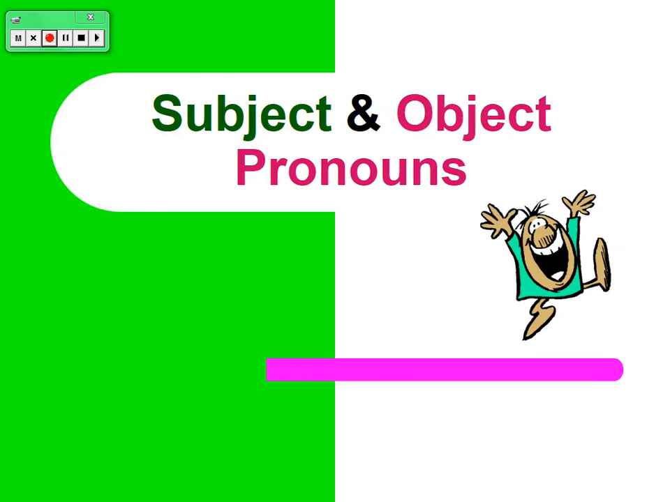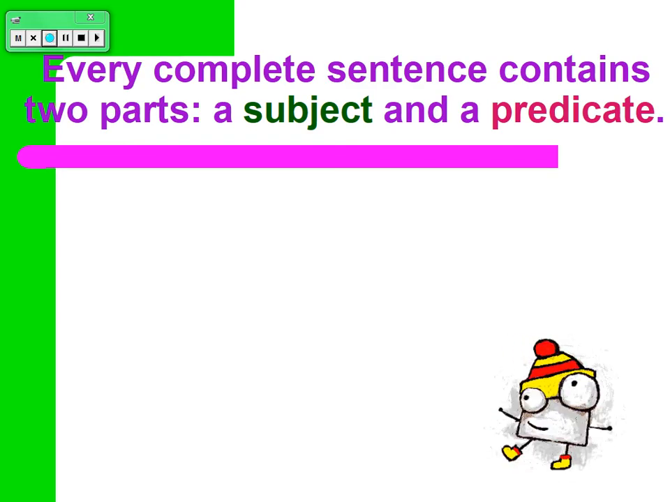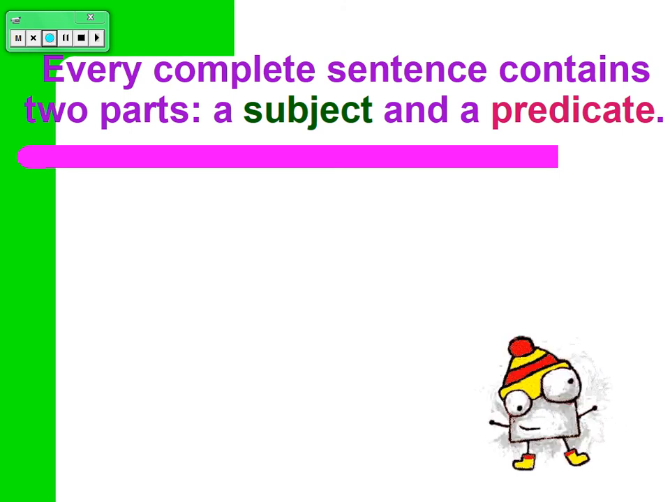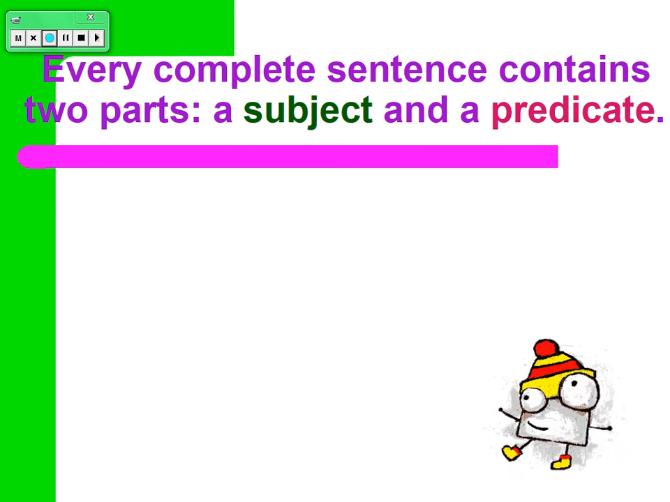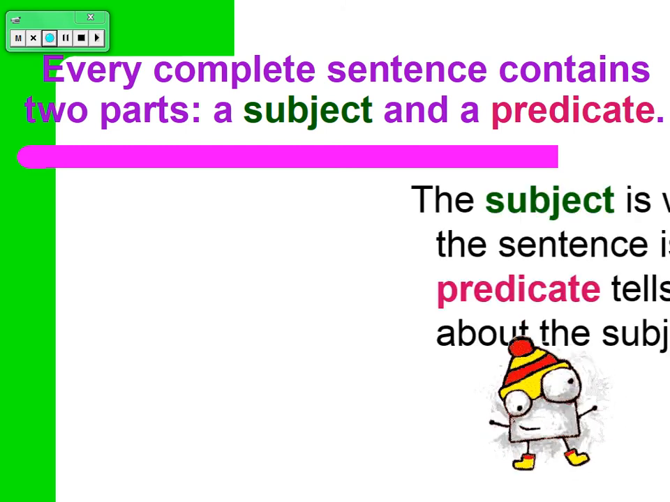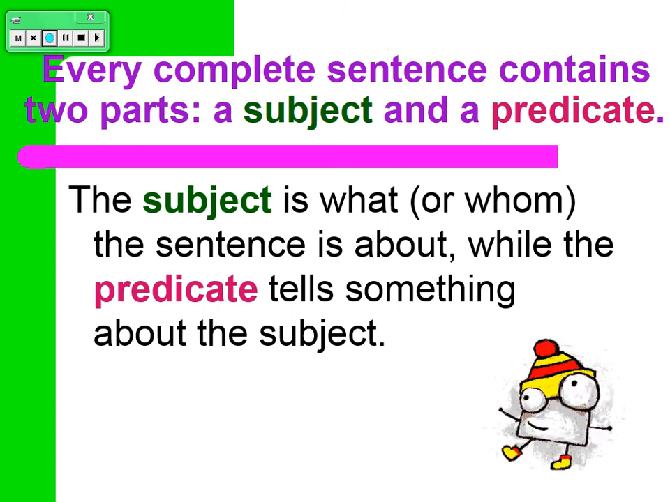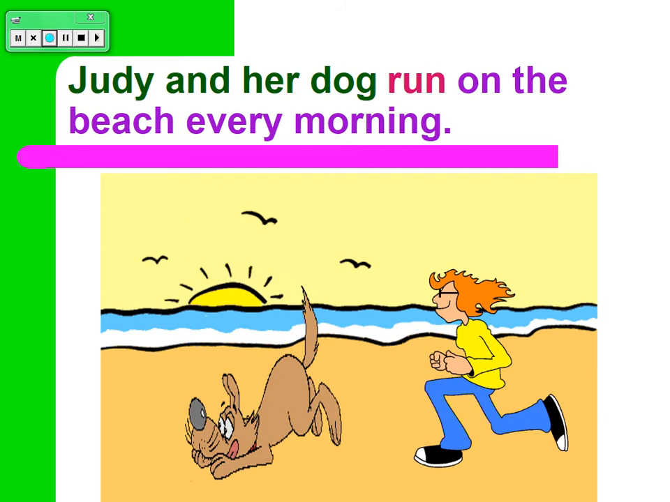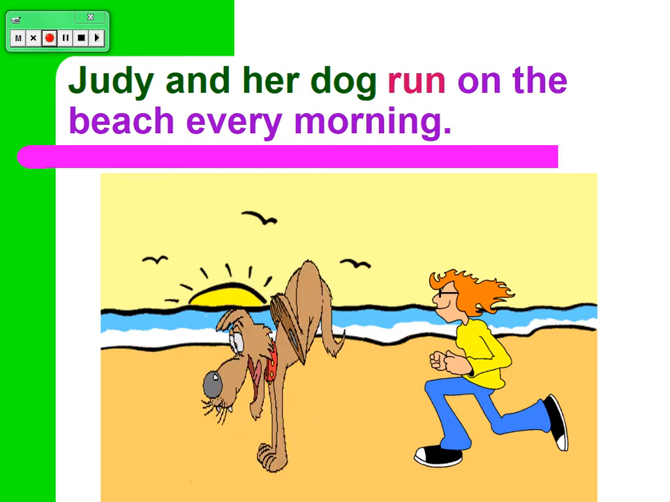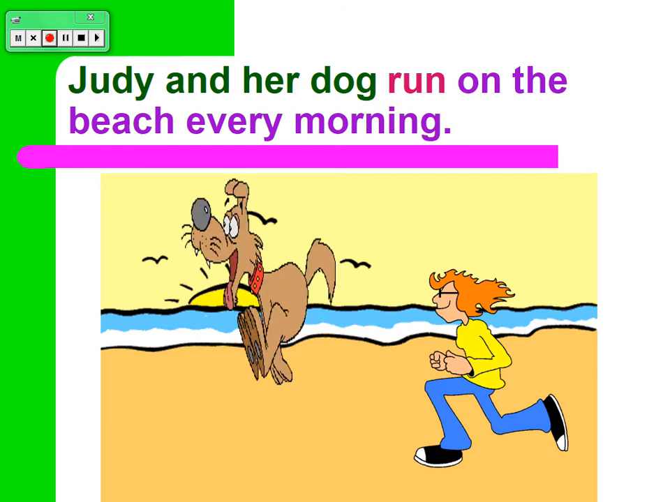Okay, so first thing is that every complete sentence contains two parts, a subject and a predicate. Okay, this should be a review from elementary school. So here, the subject is what or whom the sentence is about, while the predicate tells something about the subject. So for example, Judy and her dog run on the beach every morning. There's a subject and there is a predicate part of the sentence.